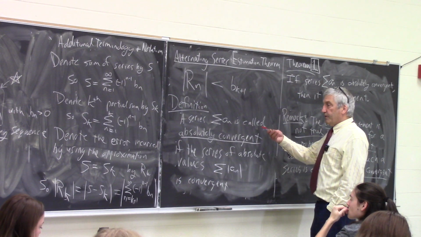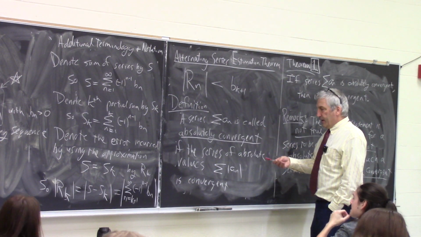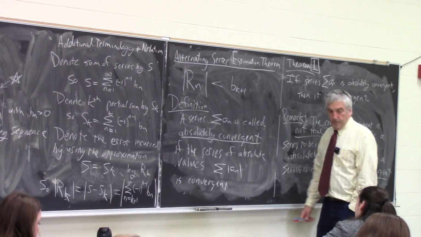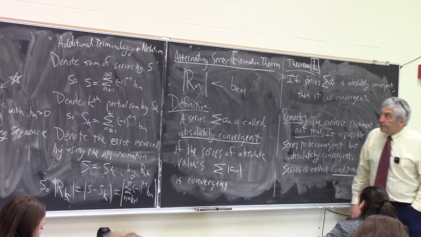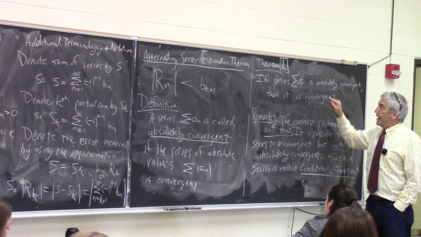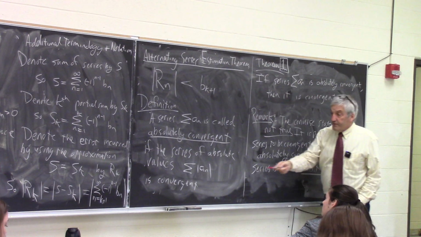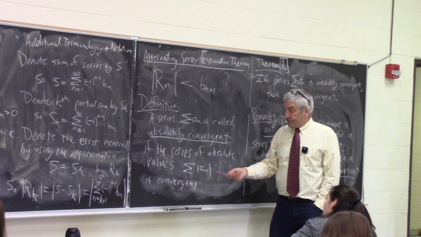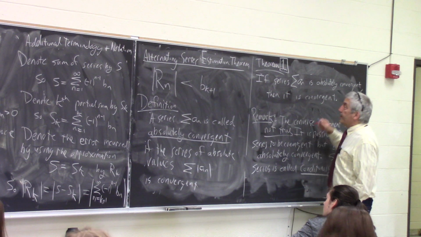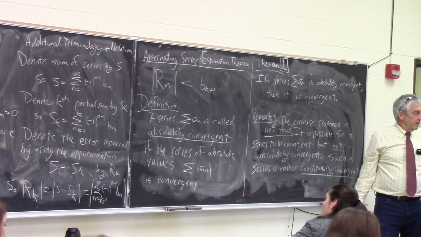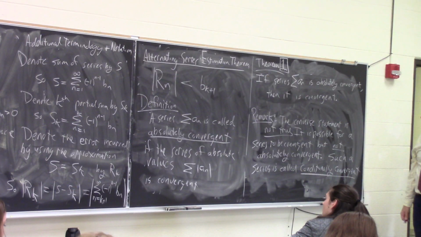A series is called absolutely convergent if the series of absolute values is convergent. And then there's a theorem that says if you have a series that is absolutely convergent, so you have a series a_n, where if you take the series of the absolute values, and that's convergent, then this theorem says that the original series is also convergent. But the converse is not true.